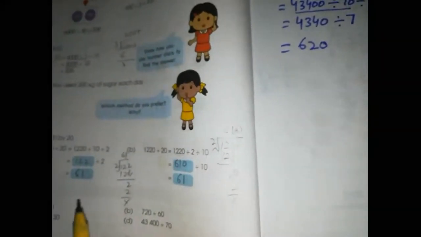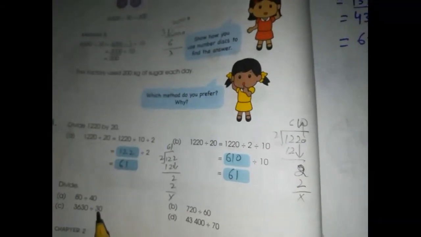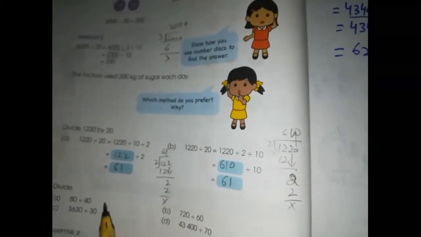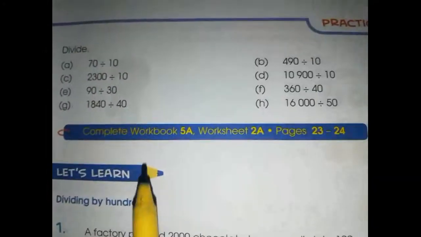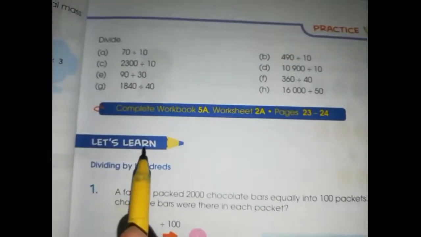Similarly, you can solve part C of this question. Part C is 3630 divided by 30. You will break 30 as 10 and 3. First divide by 10, then divide by 3. Practice of this lesson that is given on page number 36 is your homework.